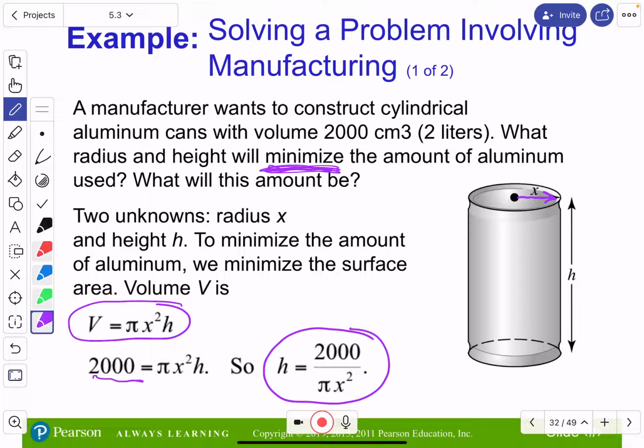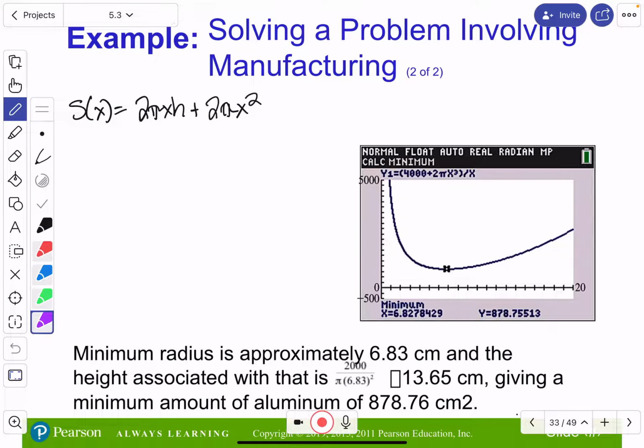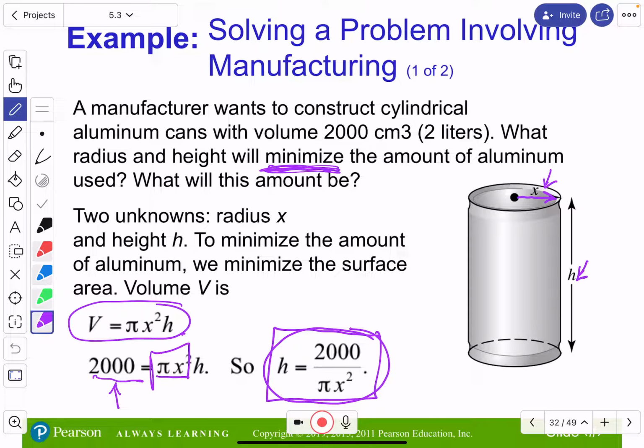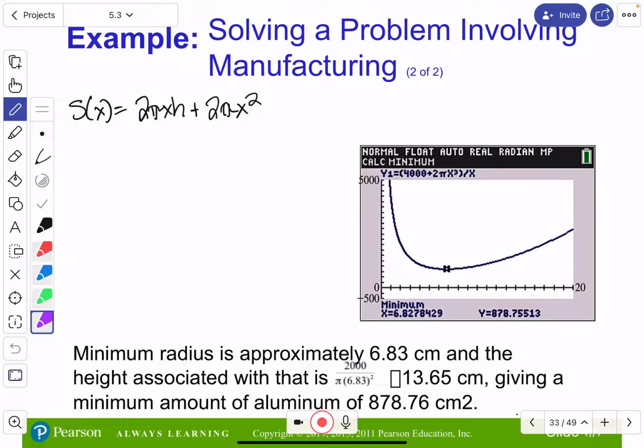So we took the formula for volume, plugged in our radius and our height, plugged in the volume we wanted, and then solved for h. So we divided by pi x squared is what we did. Now we want to minimize the amount of aluminum, which is the surface area. So the formula for surface area is 2 pi r h plus 2 pi r squared. Well, we put the x in, and we just solve for h. We just said on the slide before that h is 2,000 over pi x squared.